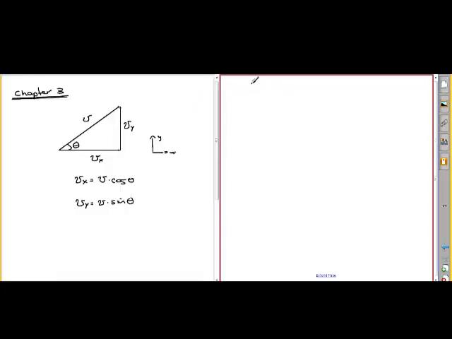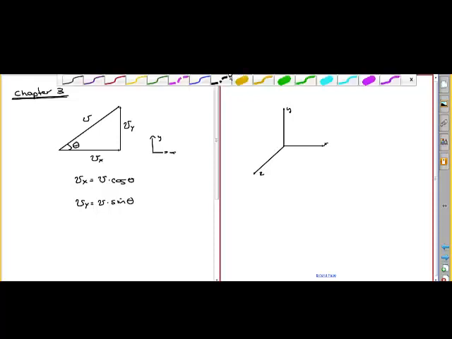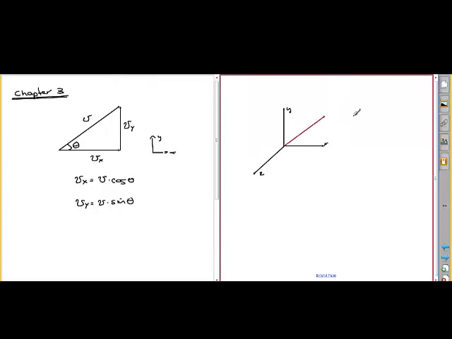Now what we do in calculus-based physics is we talk about the three dimensions of x, y, and z. So here we go, x, y, and z. So this is the x direction, this is y direction, this is z direction. And our position vector, which is from the origin to some point in space. So this is my point in space.